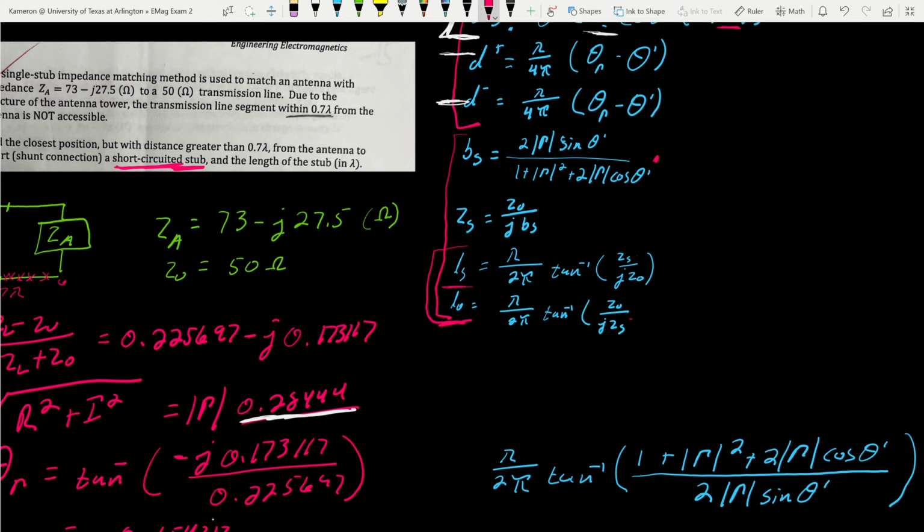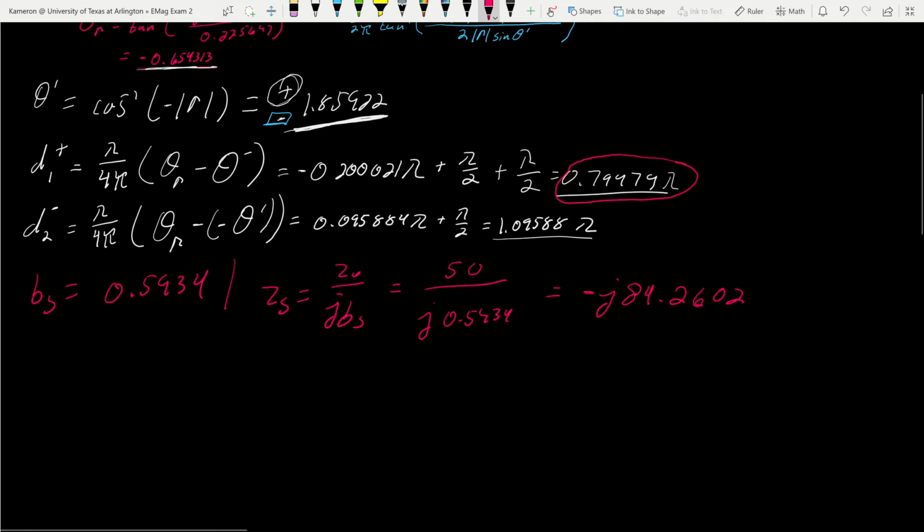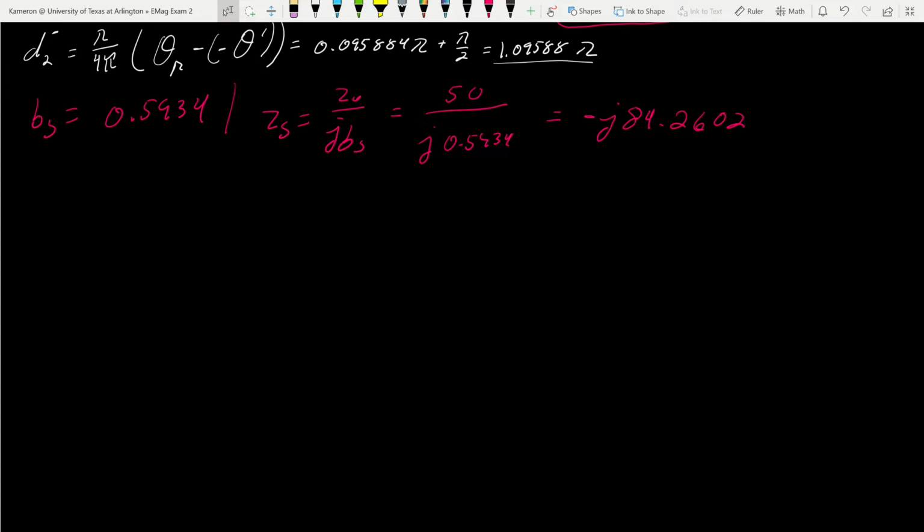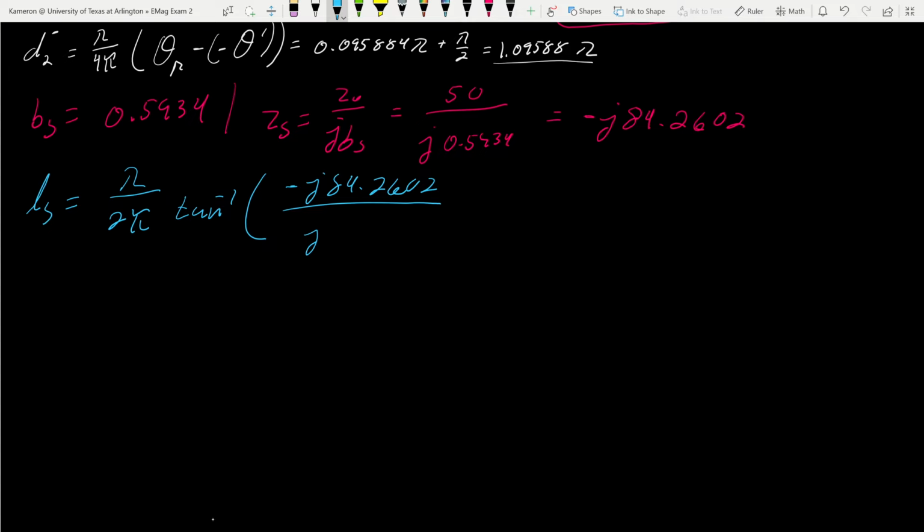And as you'll notice, the only thing that's different is the ZS and the Z0 flip. So just another simple plug and chug. This will just be L of S is equal to lambda over 2, simply just a variable, inverse tan of ZS, which is negative J84.2602, over J50, gives us a value of negative 0.164764.